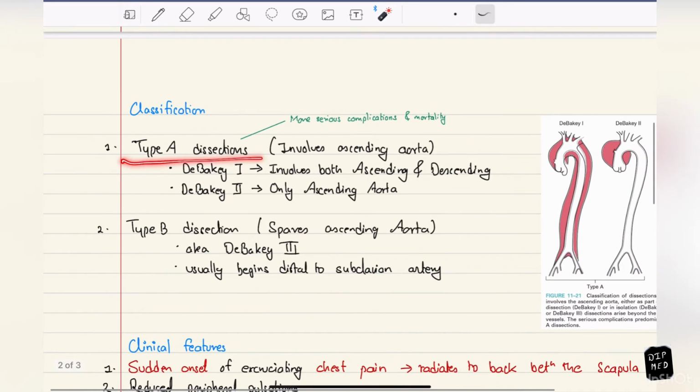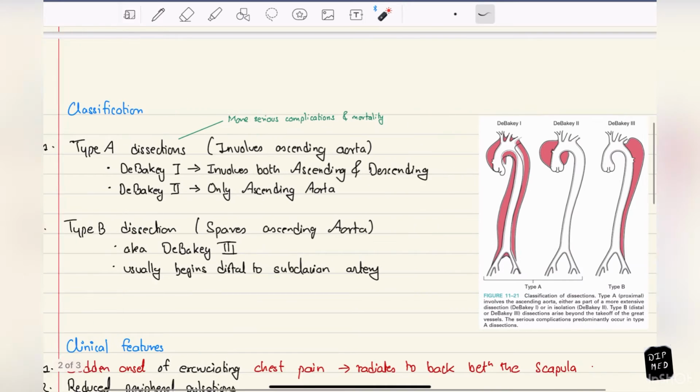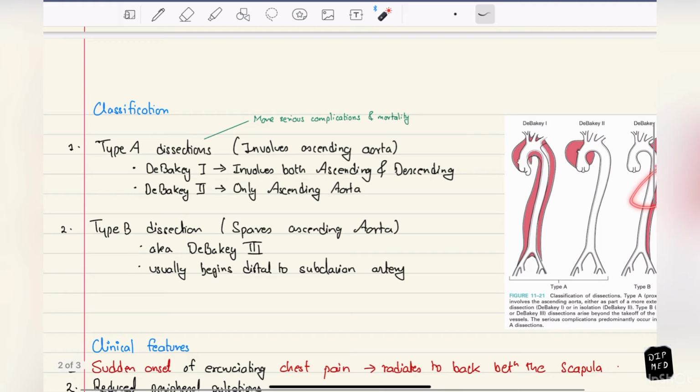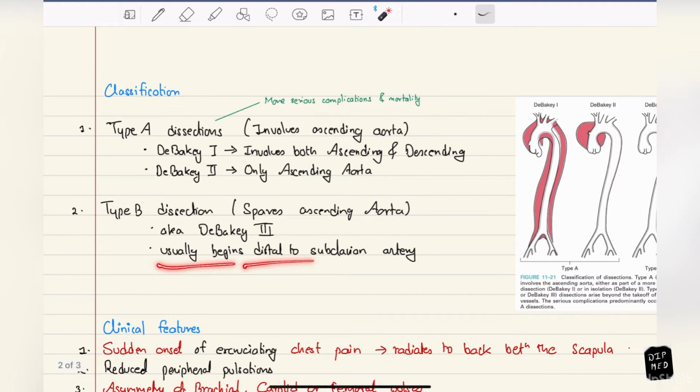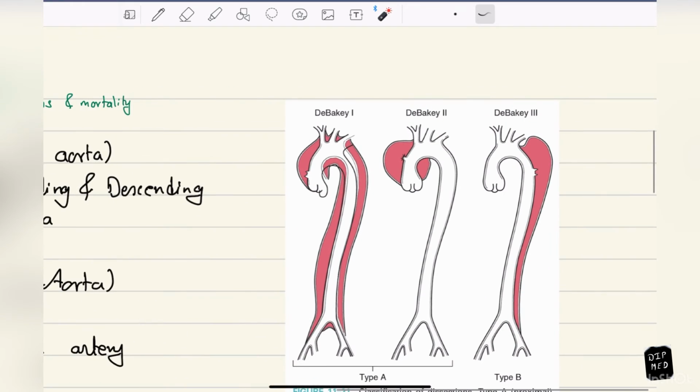So type A dissection involves the ascending aorta. DeBakey 1, which involves both ascending and descending. DeBakey 2, which involves only the ascending aorta, and it's the most serious one. Type B spares the ascending aorta. It is seen in only the descending aorta, and we call it DeBakey 3, and it usually begins distal to the subclavian artery. So here is the subclavian artery and distal to it.